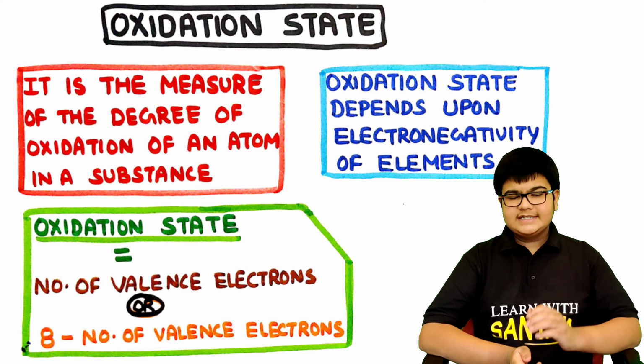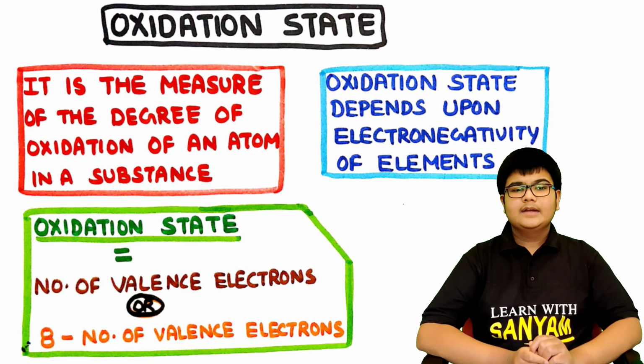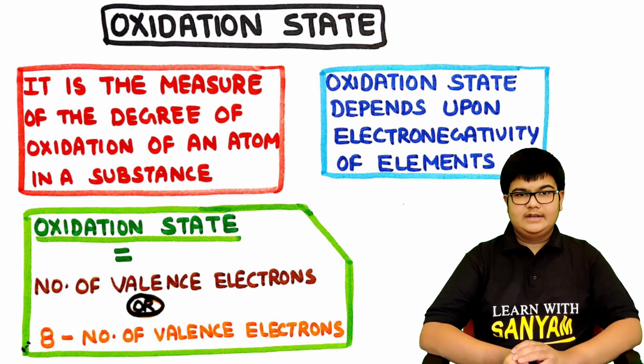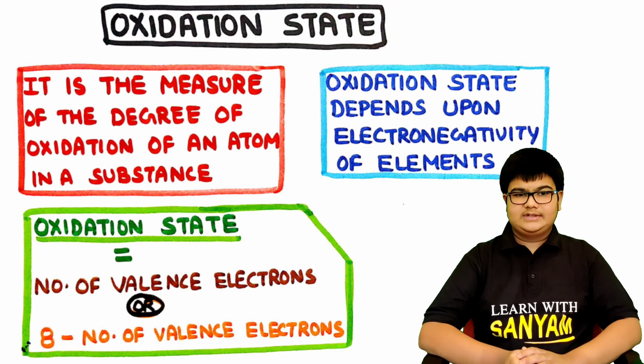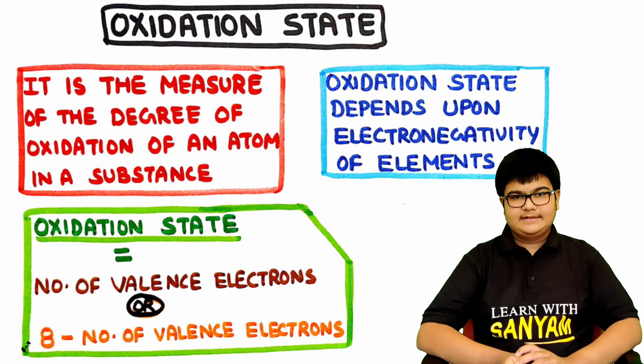Oxidation state is equal to the number of valence electrons in that atom, or 8 minus the number of valence electrons. So oxidation state is not constant, it can take different values, and it depends upon the electronegativity of elements.